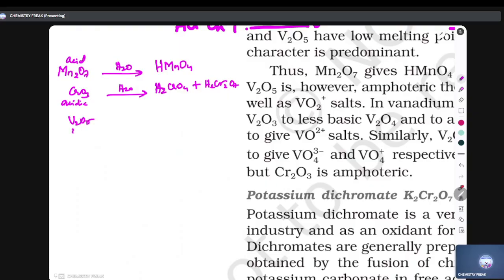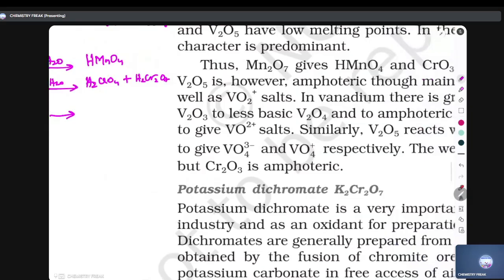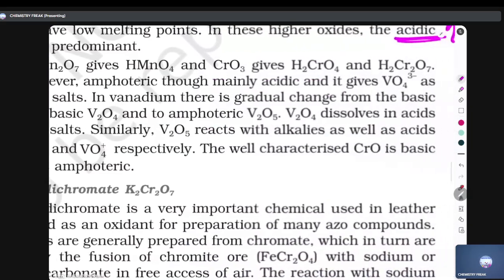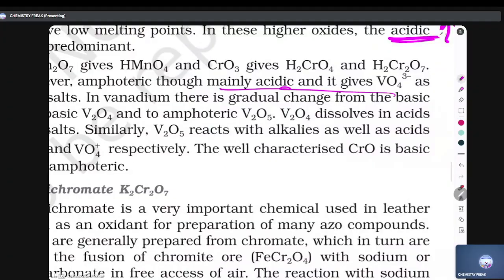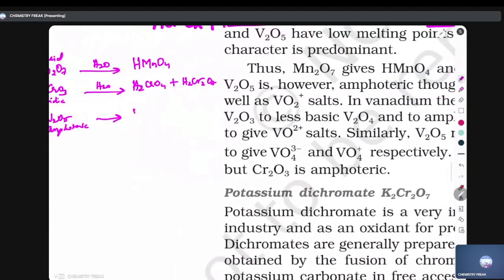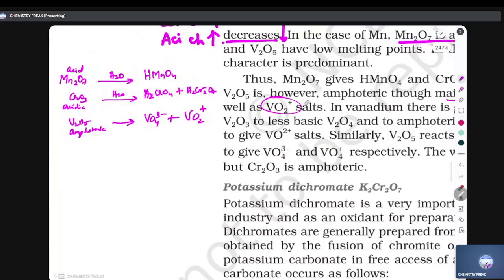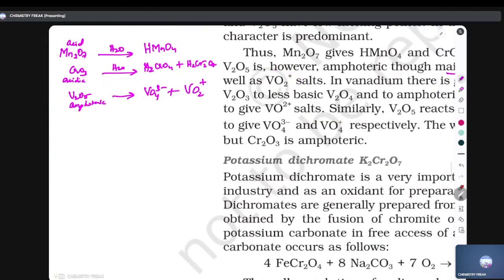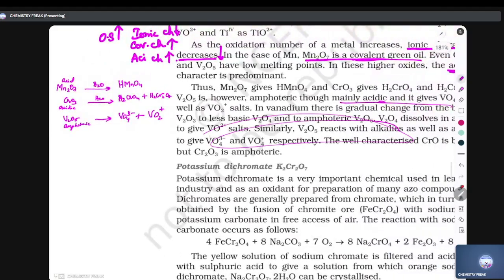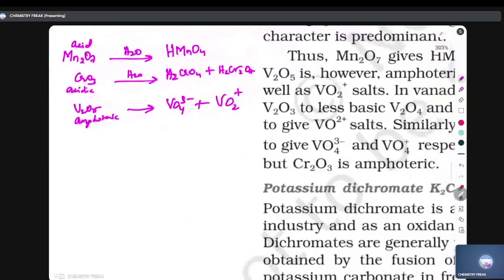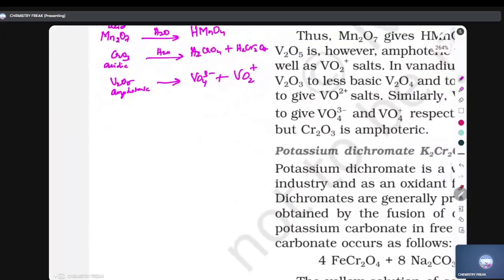Vanadium pentoxide is amphoteric. Amphoteric means it reacts with acid as well as base. Mainly acidic, it gives VO4 3 minus and VO2 plus salts. They are called oxocations and oxoanions. Right. What are the remaining things in this paragraph? Just note down as points on the left-hand side. I've already noted down. I'll give you.